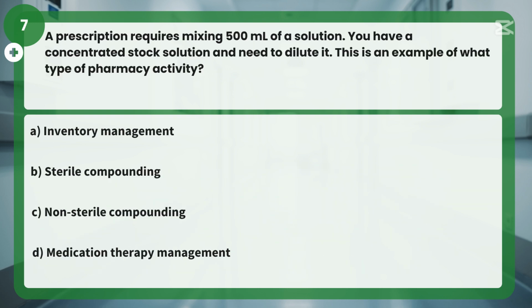Question 7. A prescription requires mixing 500 milliliters of a solution. You have a concentrated stock solution and need to dilute it. This is an example of what type of pharmacy activity? A. Inventory management. B. Sterile compounding. C. Non-sterile compounding. D. Medication therapy management.